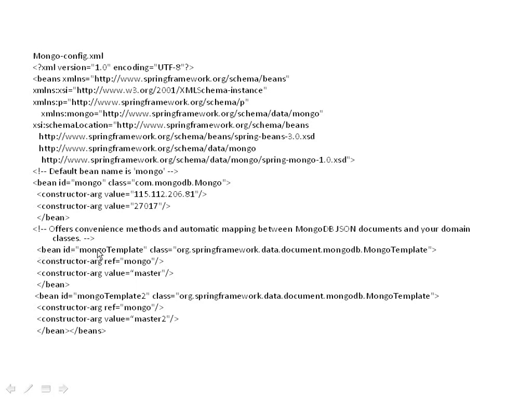After that, I can define templates. This is some custom code which is provided by Spring. Here in the constructor it takes a ref, it takes Mongo as an argument. So Mongo template takes, okay, where my server is deployed, and the second argument, which is master, says what database to connect to. So it knows which database to connect to and where to connect.